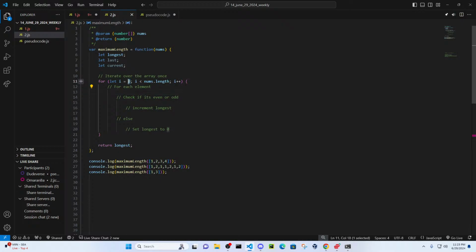Second time it runs is 2. Third time it runs is 3.